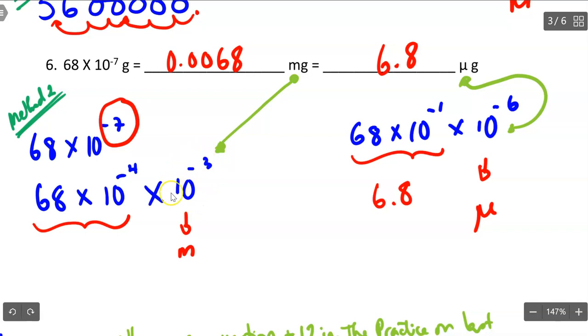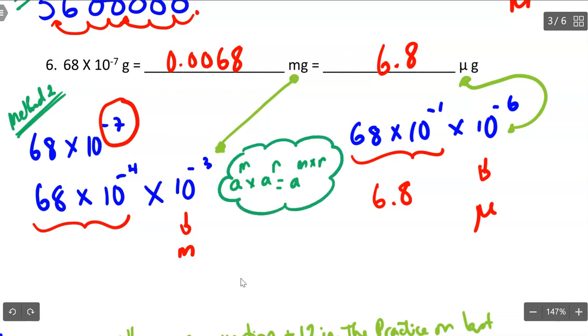I pick 10 to the negative 3 because I work with milli, and the remaining power of 10 to give me 10 to the negative 7 is 10 to the negative 4, because I am using the formula a^m times a^n equals a^(m+n), and vice versa. So this side of the equation is equal to this side of the equation.